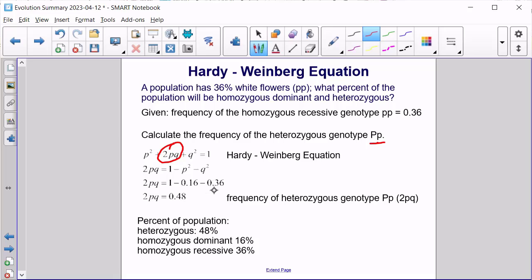Now q squared was given in the problem, and p squared we found on the previous slide to be 0.16. So 2pq is equal to 48%, 0.48. And that's the frequency of the heterozygous genotype. So the percentage of the population is 48% heterozygous, 16% homozygous dominant, and 36% homozygous recessive.